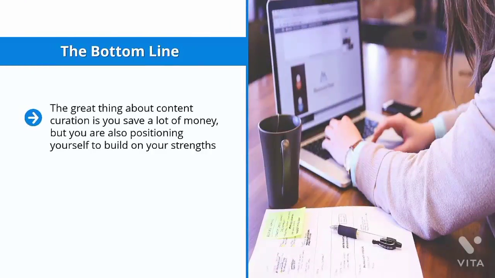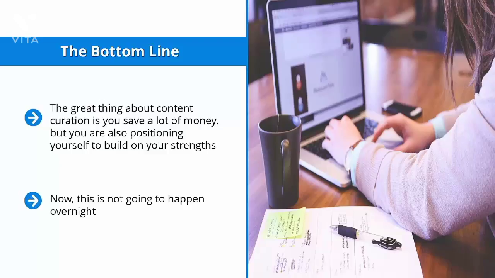The bottom line, the great thing about content curation is you save a lot of money, but you are also positioning yourself to build on your strengths. You focus on things that you're doing right and figuring them out so that you can predictably produce successful content. Now, this is not going to happen overnight.